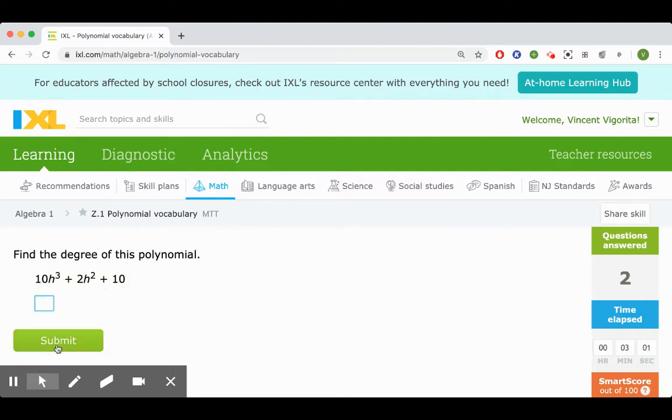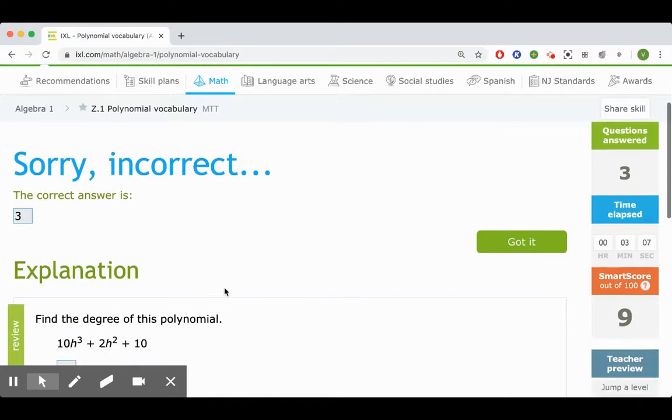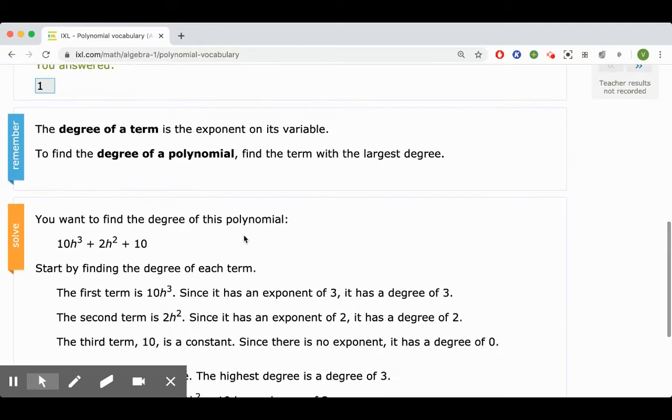Find the degree. I'm going to get this wrong. It's 1. And I'm doing this on purpose. Answer is 3. Explanation. Now here's what we got to remember. The degree of a term is the exponent on its variable. To find the degree of a polynomial, find the term with the largest degree. So you want to find the degree of this polynomial. Start by finding the degree of each term. Okay? And I'll just save you this.